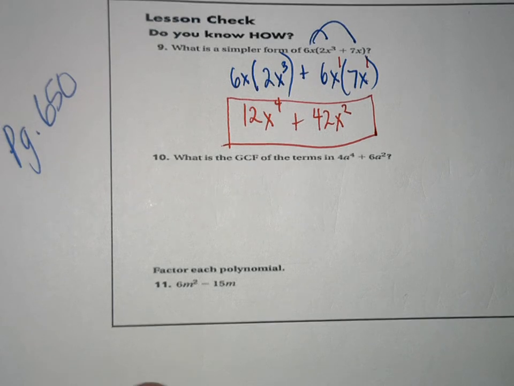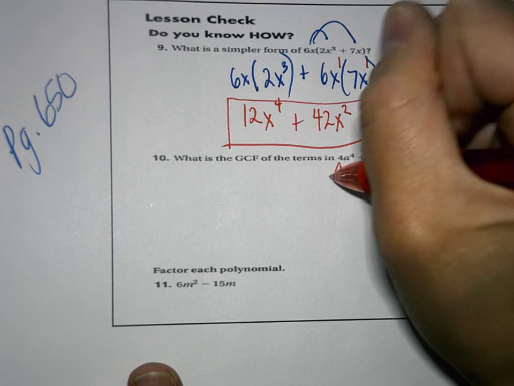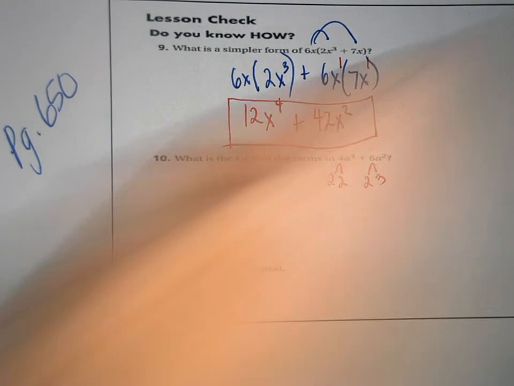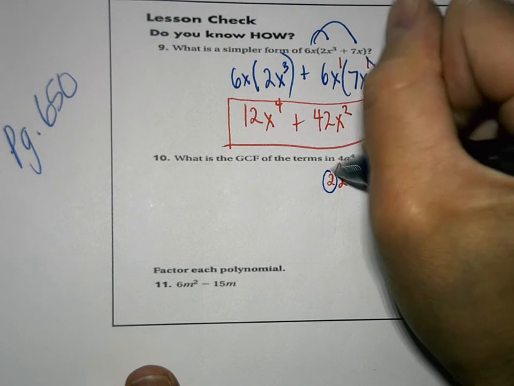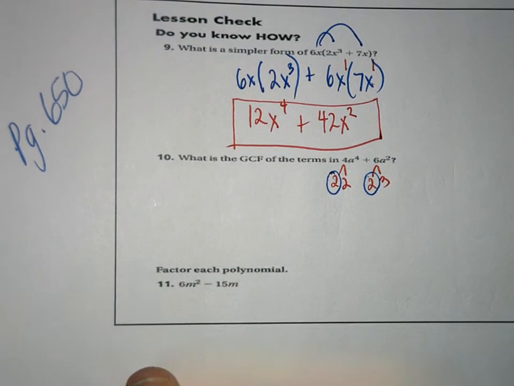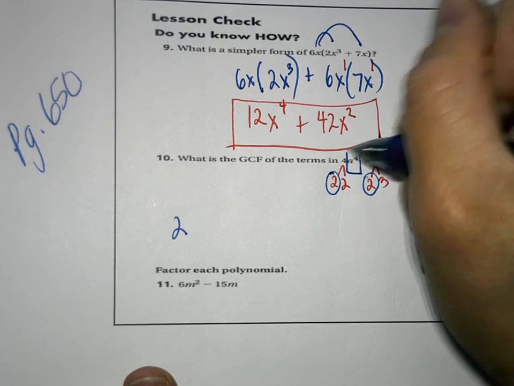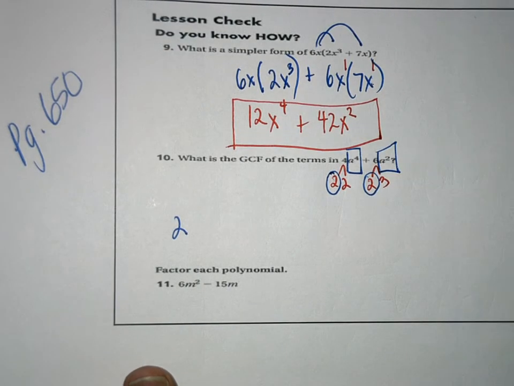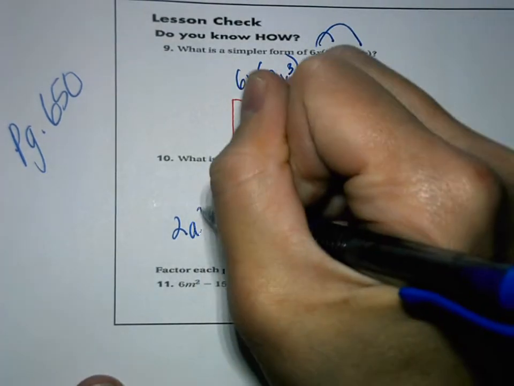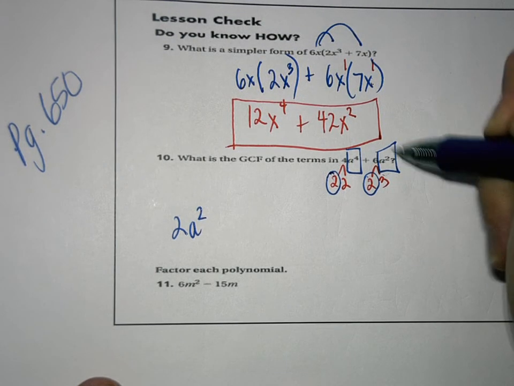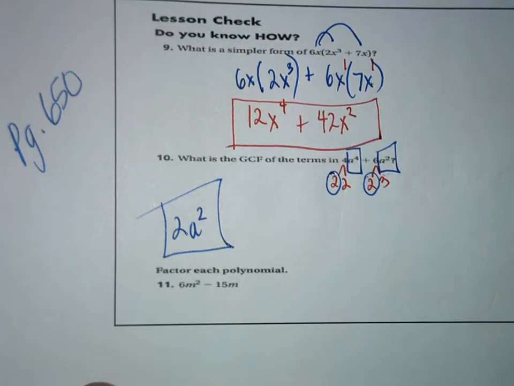So if you had a hard time, remember you can always do your factor tree. So 4 breaks down to 2 and 2, 6 breaks down to 2 and 3. Notice that they each have a 2 in common, so my GCF would be 2. And then we look at our letters, we have a to the fourth and a to the second, so the largest amount of a's I could take out is a to the second, because you can't take out more than what you have, and the most I have here is 2. So 2a to the second is my GCF.